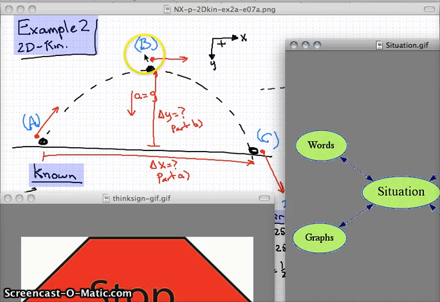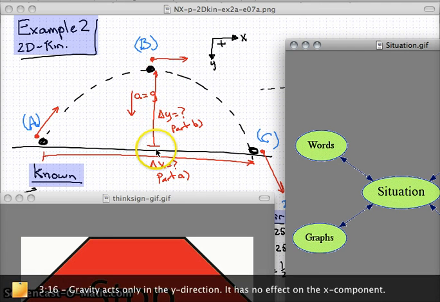We know at the very top of the path, the ball stops moving in the y direction. Again, notice what I said there. It doesn't stop moving at all. It still has an x velocity. That x velocity hasn't changed because the force doesn't act in the x direction, but it does act in the y direction, so it's changing the y component only.